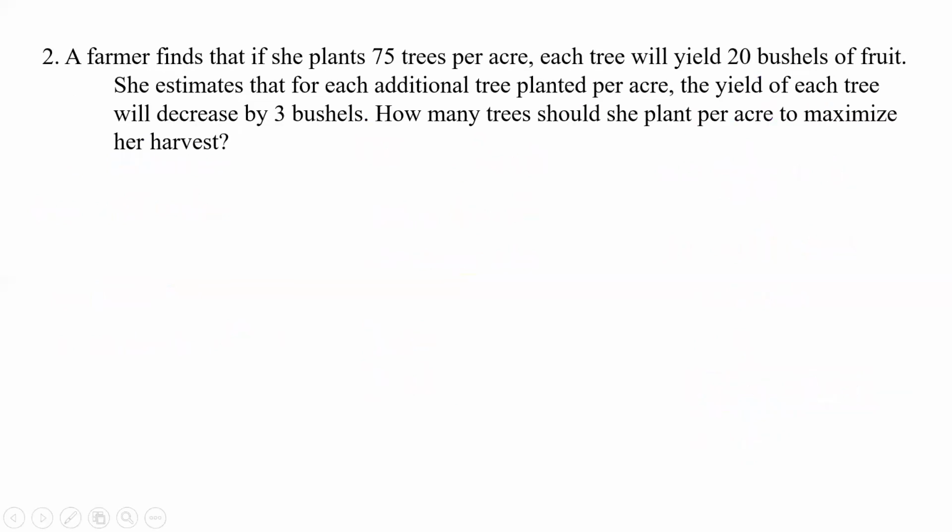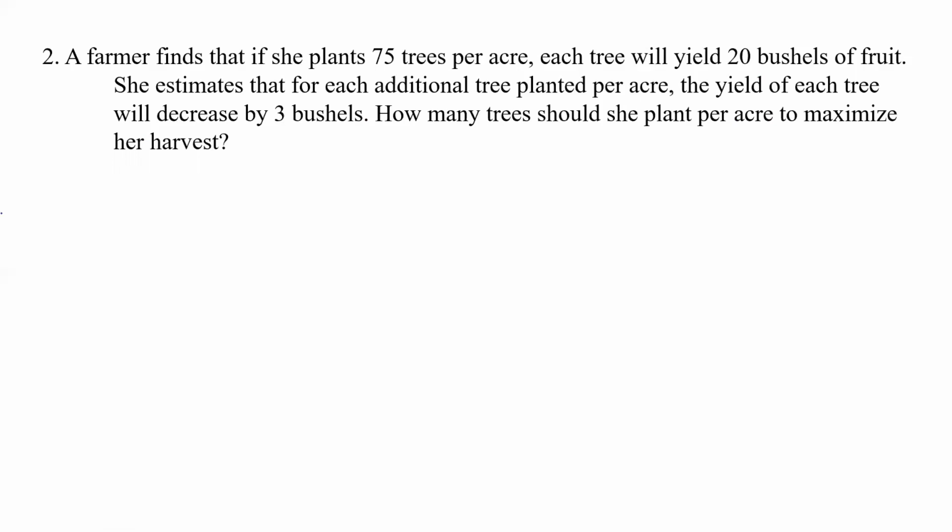So a farmer finds that if she plants 75 trees per acre, each tree will yield 20 bushels of fruit. Okay. And she estimates that for each additional tree planted per acre, the yield of each tree will decrease by 3 bushels. How many trees should she plant per acre to maximize her harvest?